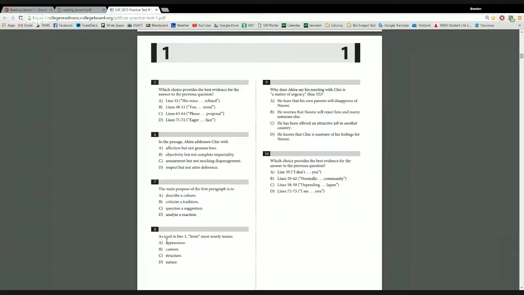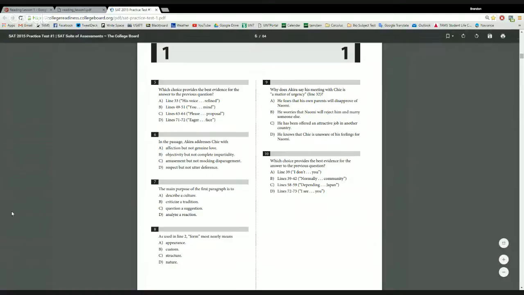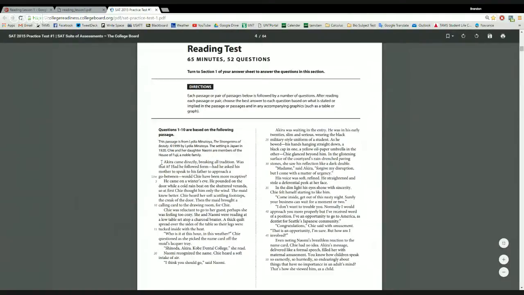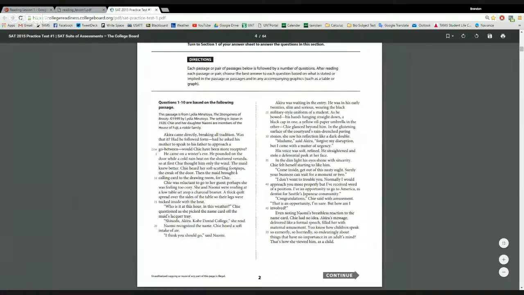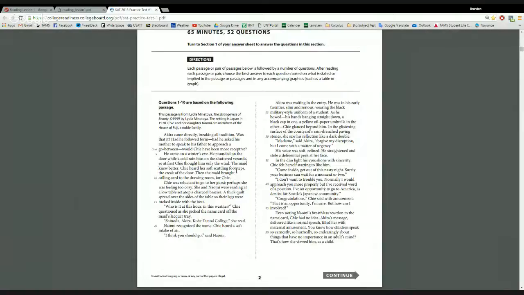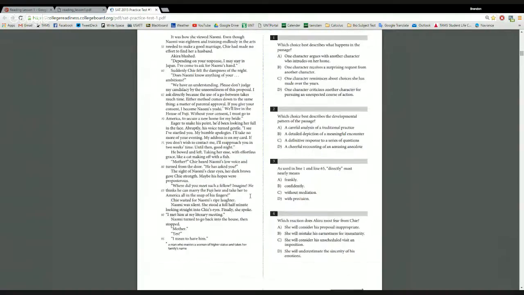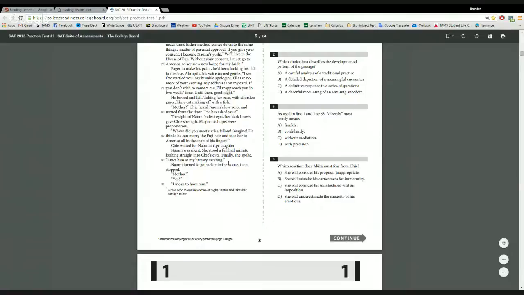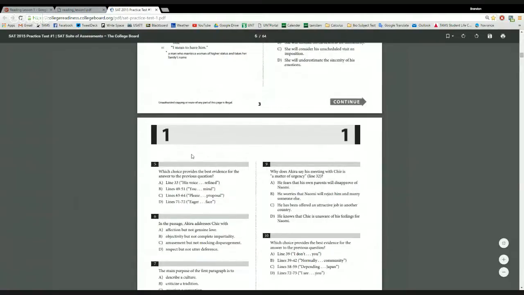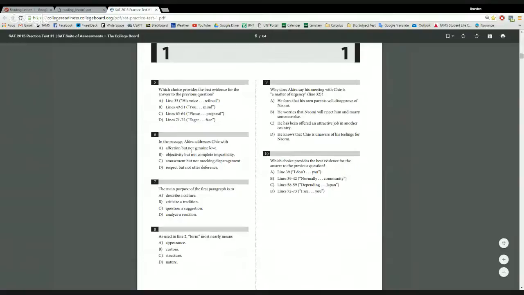Okay, number 8. As used in line 2, form most nearly means. Let's see. So, how do you follow form? How do you ask his mother to speak to his father? So form, first of all, here's a look-up question. So you first want to think of a word in your head that might make it fit. So what do you think he had followed? I think form would probably mean like a procedure. So we're gonna go down and see if anything fits procedure. In this case, it's with the tradition, as you will see as you read the passage later.